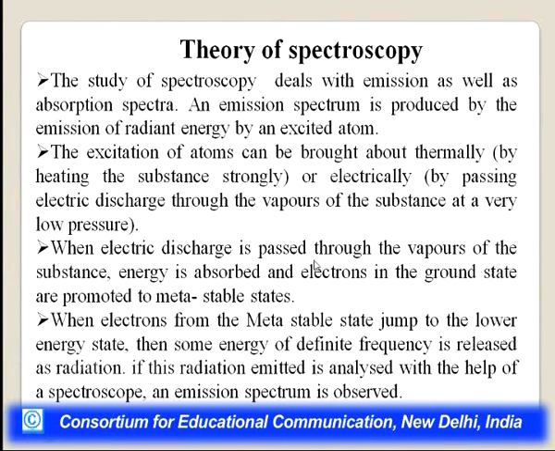When electric discharge is passed through the vapors of the substance, energy is absorbed, and what happens? The electrons of an atom get excited from the ground state to metastable states. When electrons from the metastable state jump back to a lower energy state, some energy of definite frequency is released as radiation. If this emitted radiation is analyzed with the help of a spectroscope, a spectrophotometer, an instrument that helps in elucidating the structure of organic compounds, an emission spectrum is observed.